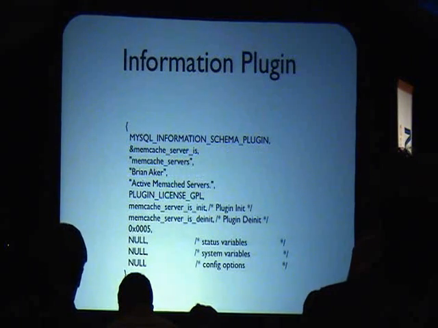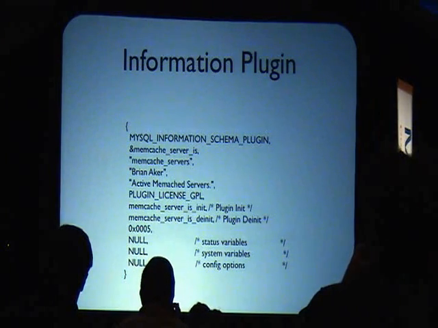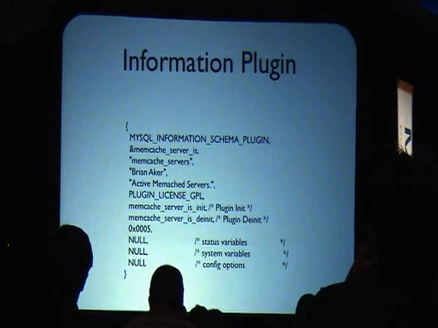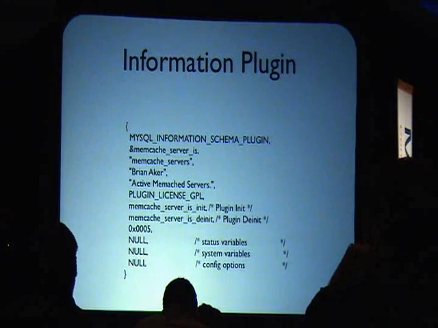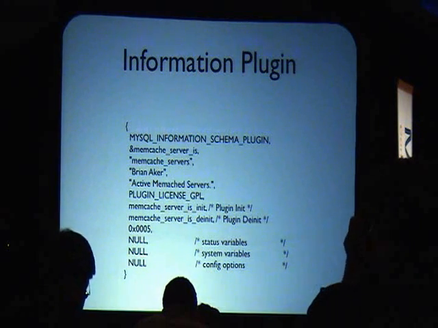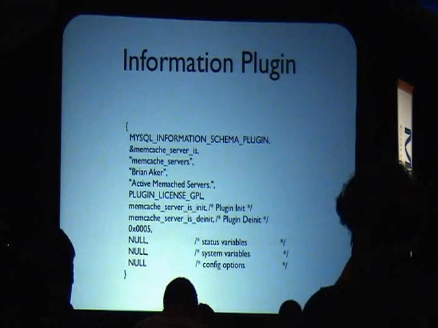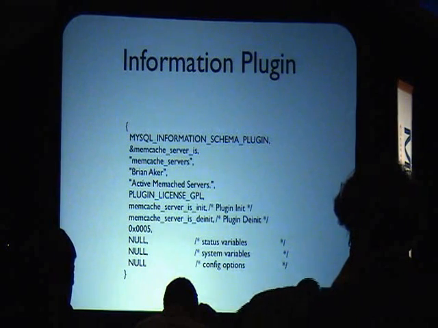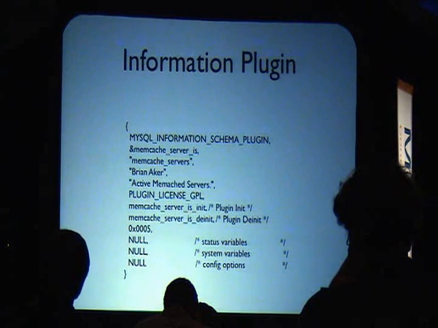Now, they too have a plug-in interface, so they're their own plug-in interface. This right here shows off the plug-in information for the memcache server information schema. You'll notice, different from the first slide you saw, that the MySQL information schema plugin is the declared plugin type. You'll see it in memcache server IS and memcache servers. Memcache servers will be the name of the table if you did a show tables inside of the information schema. Memcache init calls the init, memcache dinit calls the deinit.